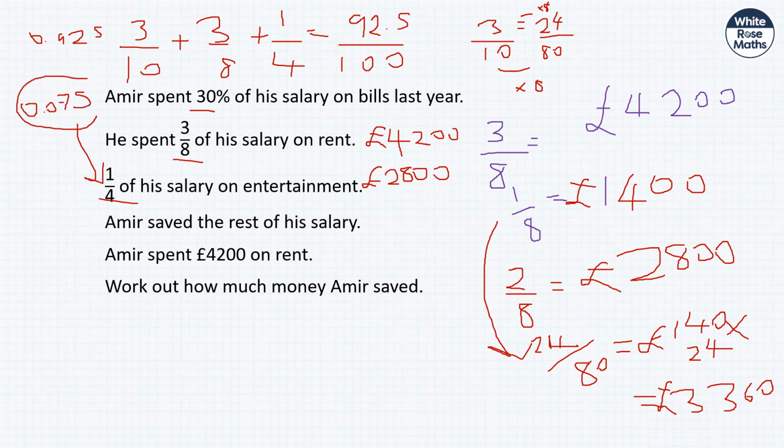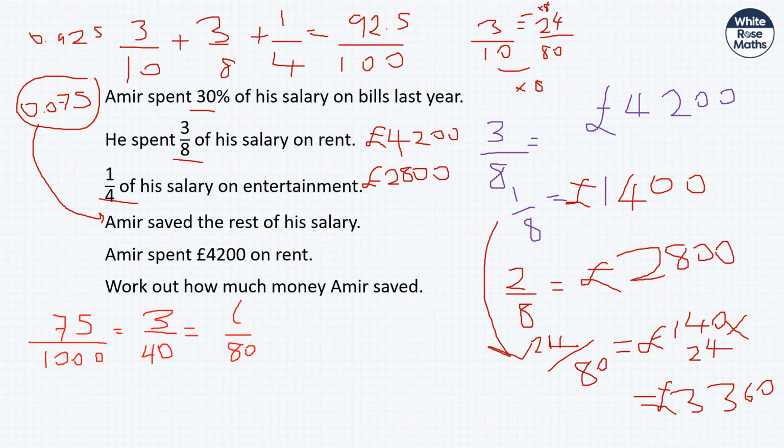So that is the amount that he saved. Ignore the arrow there. So that'll be 75 thousandths. Simplifying this, we'll divide top and bottom by 25, I believe. You're going to get 3 out of 40. Now we're going to be very careful. Make it out of 80 so I can start comparing the values. So that'll be 6/80.